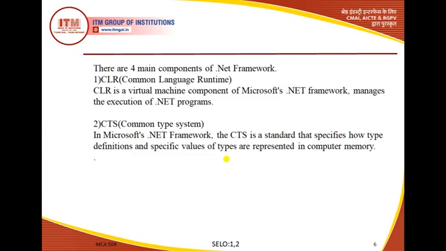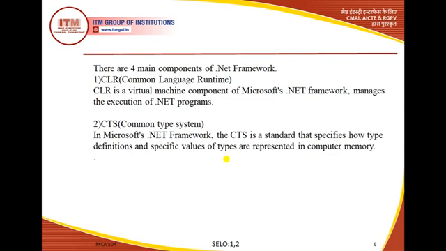Now if we talk about the four main components of the .NET framework, what are these? There are four main components which are generally considered. It's not that only two components are talked about, although the two components we discussed earlier are the integral part of the .NET framework. Still, along with them, some more components are equally important. If you talk about the CLR, Common Language Runtime, we have already seen this. It's a virtual machine component of the Microsoft's .NET framework. It manages the execution of the .NET programs.